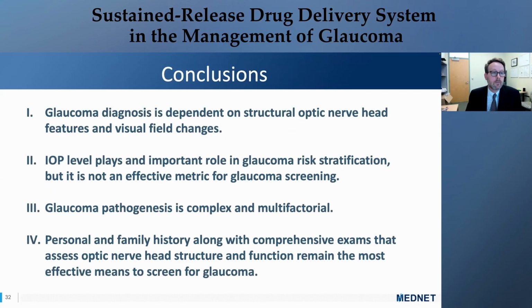So in conclusion, glaucoma is a diagnosis that's dependent on structural optic nerve head features that match visual field changes. IOP level plays an important role in glaucoma, but it's not an effective metric for glaucoma screening and diagnosis. Glaucoma pathogenesis is really complex and multifactorial, and we're understanding more and more about it from day to day at this point. And personal and family history, along with the comprehensive exams that assess the optic nerve head and potentially assess the peripheral vision, remain the most effective means to screen for glaucoma.